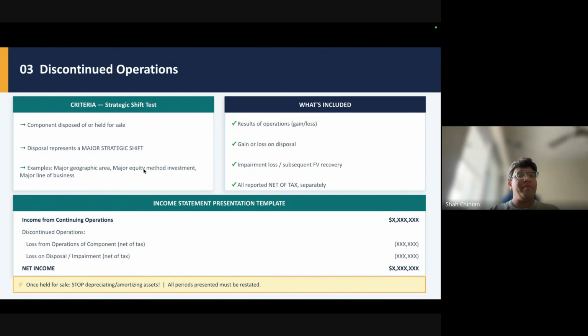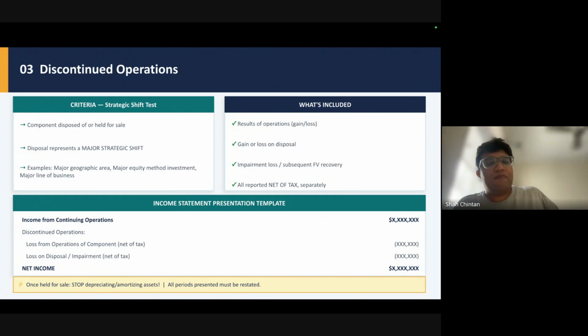Or let's say equity method of investment. We have a separate chapter on it, but equity method means you have invested in some entity with a 20 to 50% investment stake. Now 20 to 50 is a big investment stake, and if you are taking out that investment from that particular company, it is a major strategic shift or major line of the business. So let's say Tata Group, let's assume it has two businesses, Tata Motors and TCS. Tomorrow, if they decide to close TCS, it's a major line of the business getting discontinued.